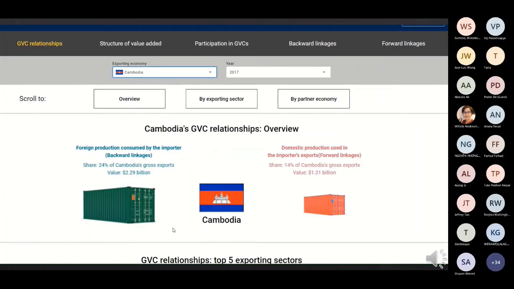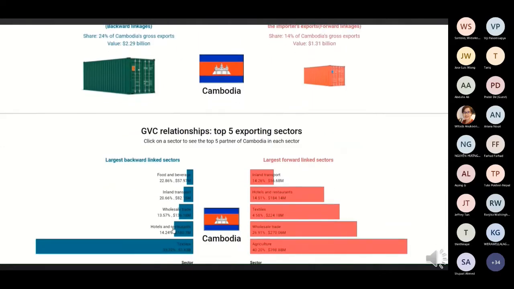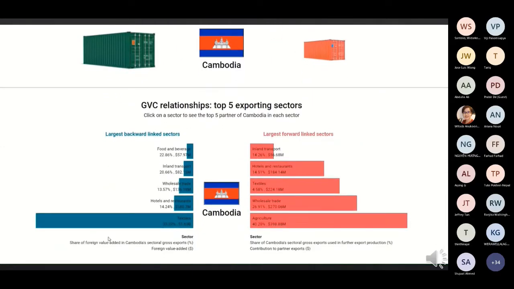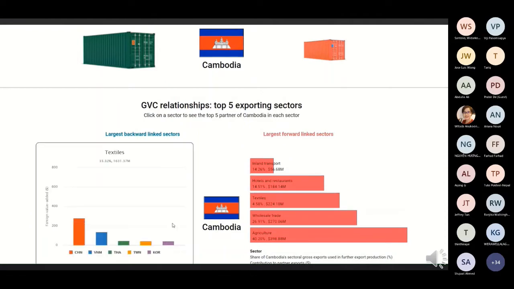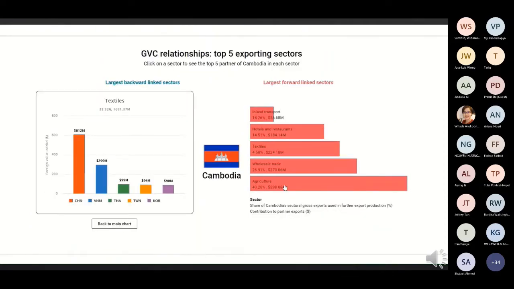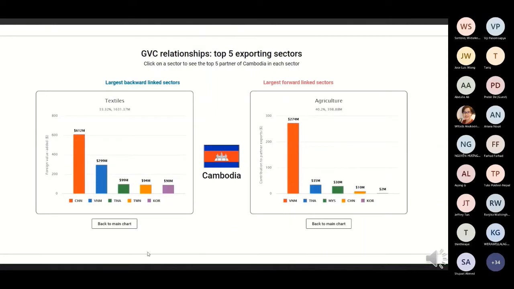If you scroll down, you will see the top five GVC sectors of Cambodia. On the backward side, the country's imports are used in the textiles value chains. On the forward side, its intermediate exports go significantly to agricultural value chains. You can click into any of these sectors to see who are the major partners for that sector. The largest input supplier for Cambodia's textile exports is China. The largest export partner for its agricultural intermediates is Vietnam.